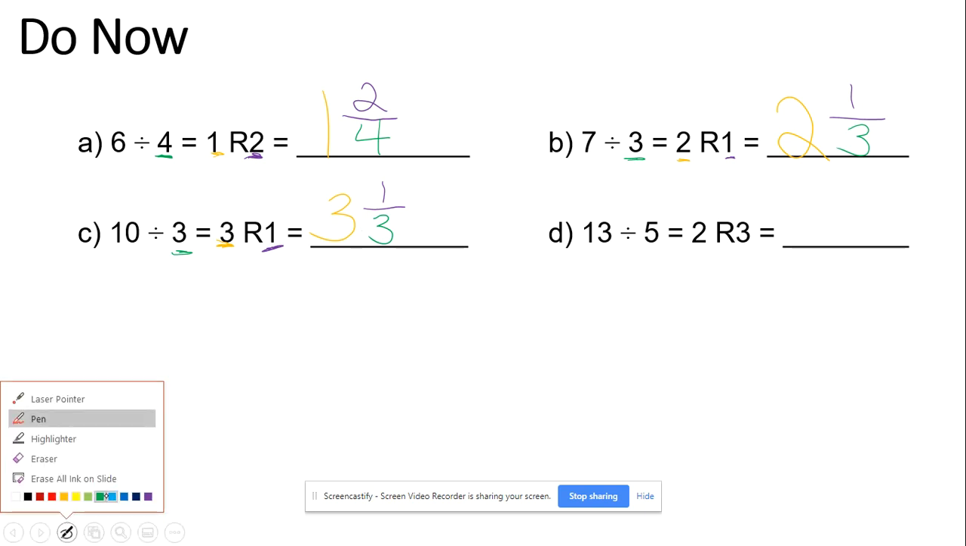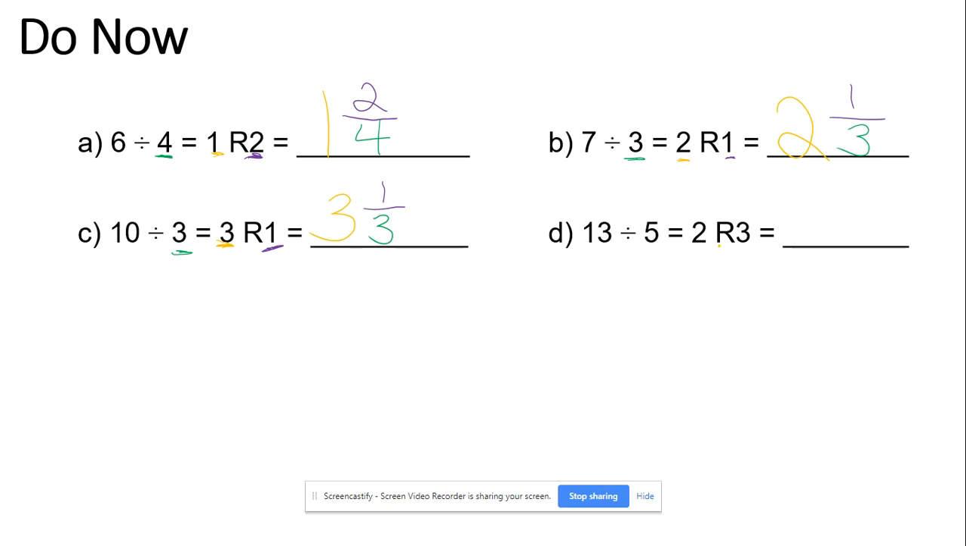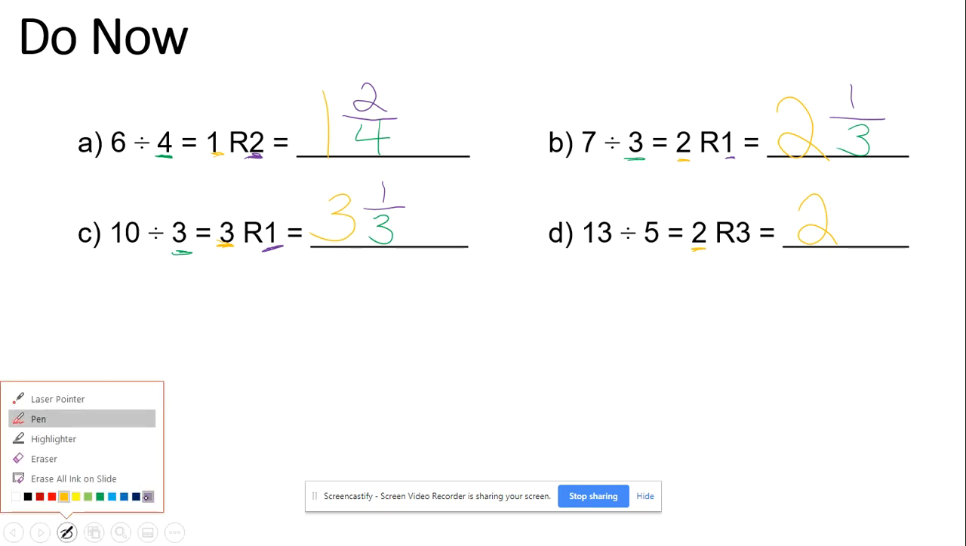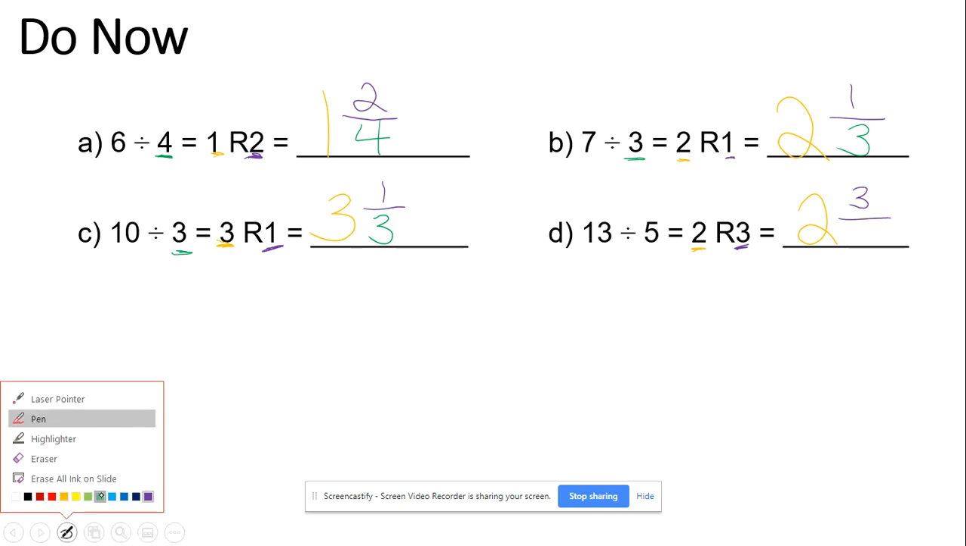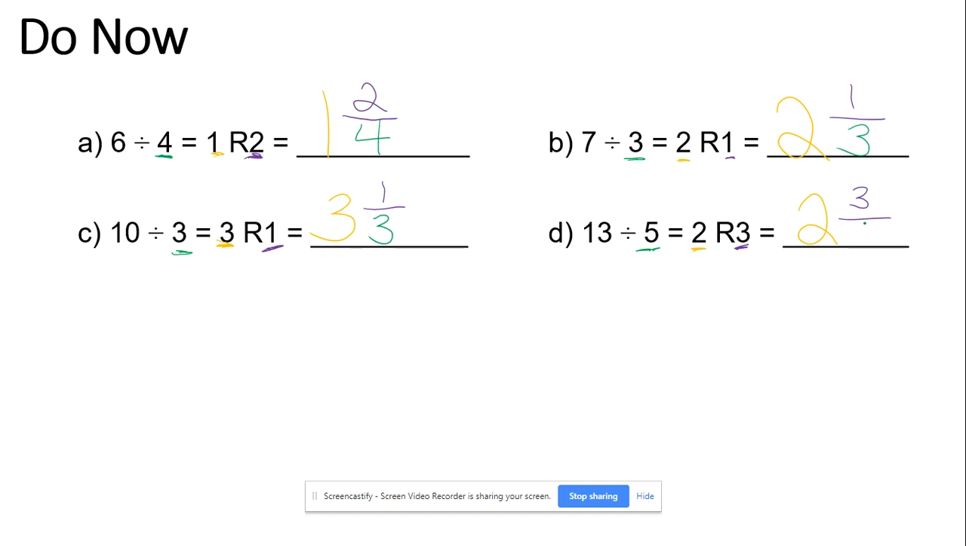Now if we did 13 divided by 5, it equals 2 remainder 3. We can see the 2 is the whole number, so that's going to go in front. We notice that we have a remainder of 3, so that's going to be our numerator on top. And we had divided by 5, so that means our denominator is going to be 5. 2 remainder 3 is equal to 2 and 3/5.